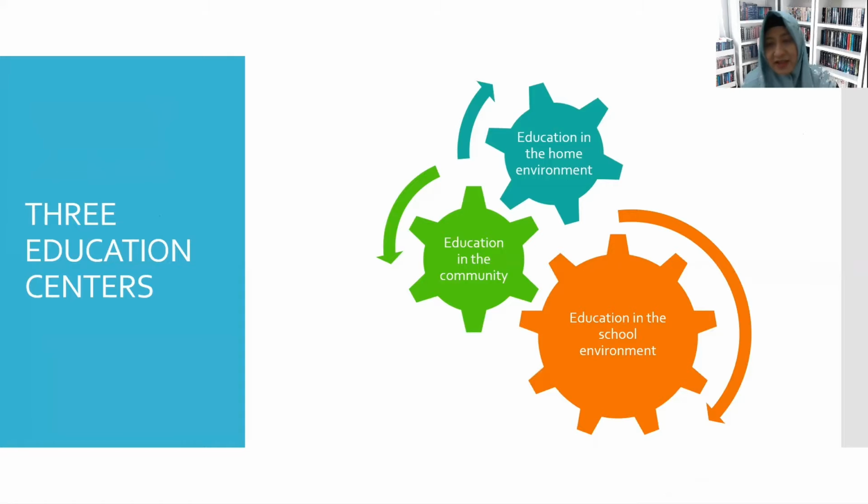Well, as we know, Ki Hajar Dewantoro's opinion on the influence of the environment on individual behavior, he named 3 education centers. The first, education in the home environment. The second, education in the school environment. And the third, education in the community. This research led to education in the school environment.